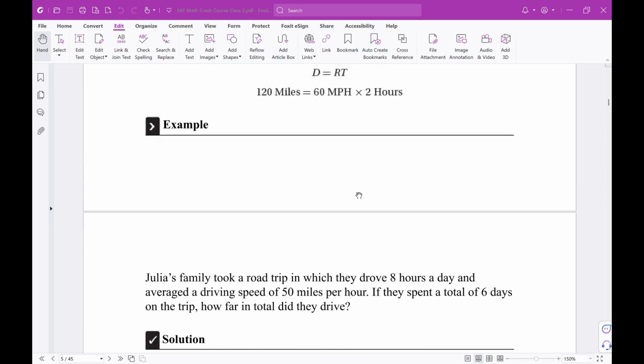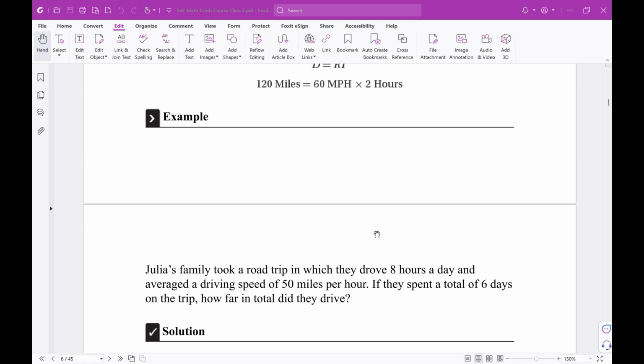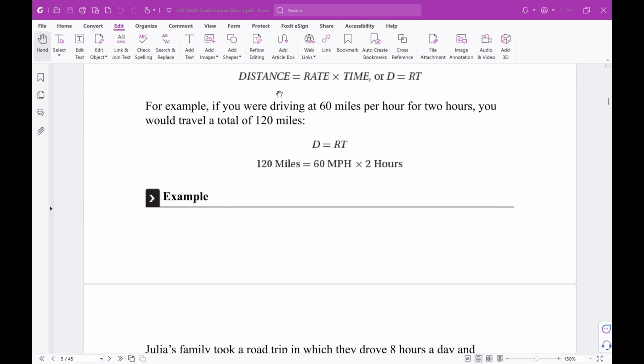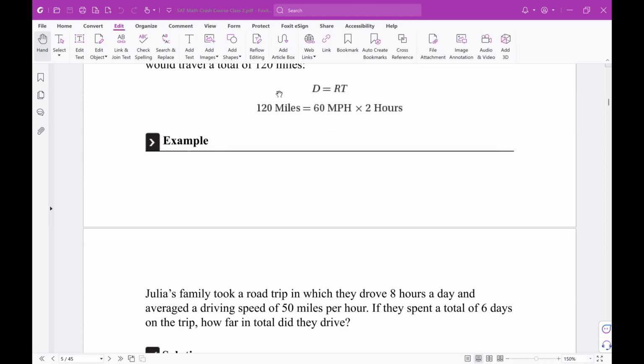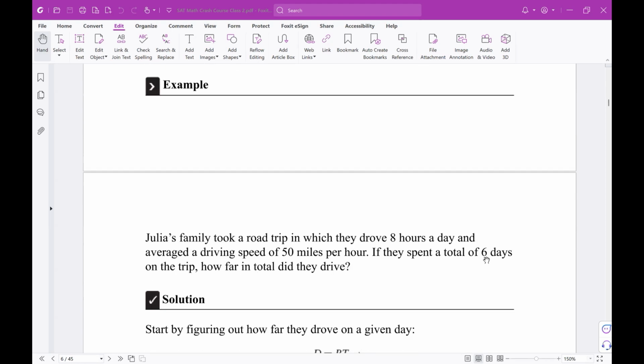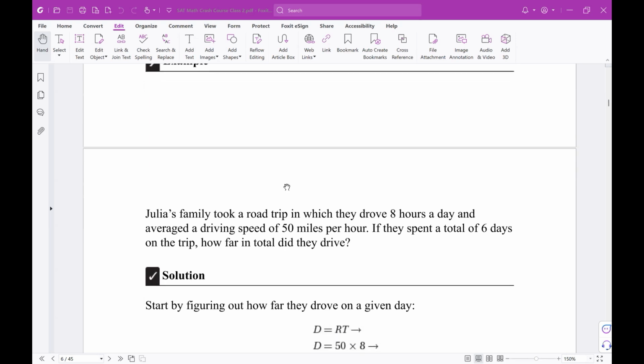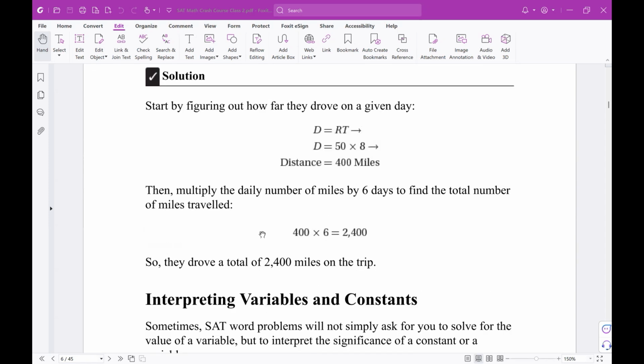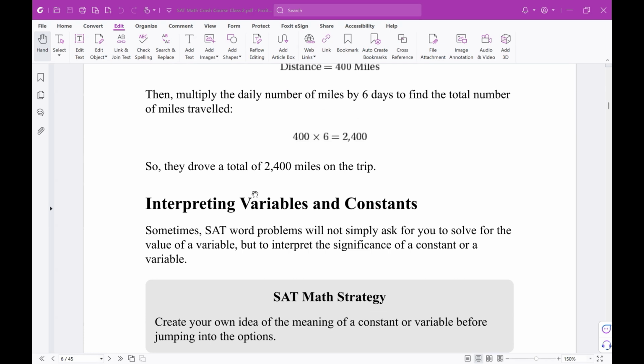So first of all, we just need to find the total amount of distance they are driving in each day, and then we just need to multiply it by 6 because they're traveling for 6 days. Okay, so that is going to be your answer. This is the answer. You got it.